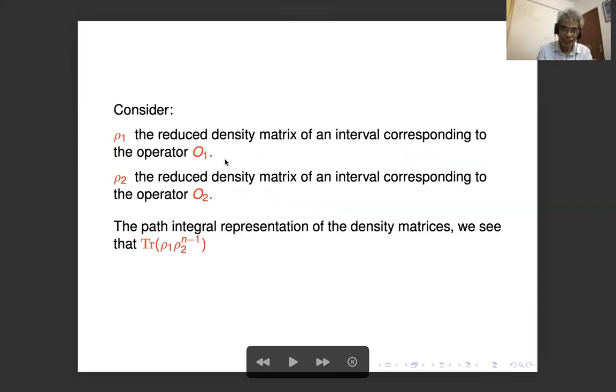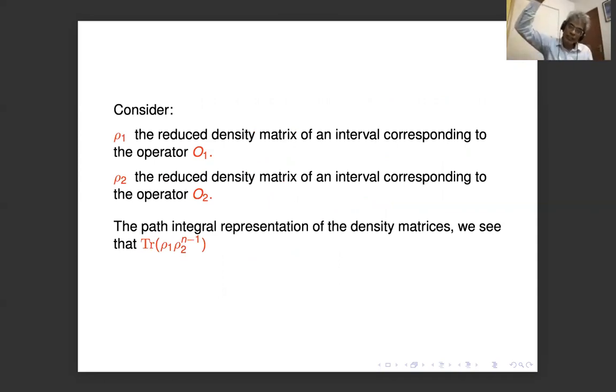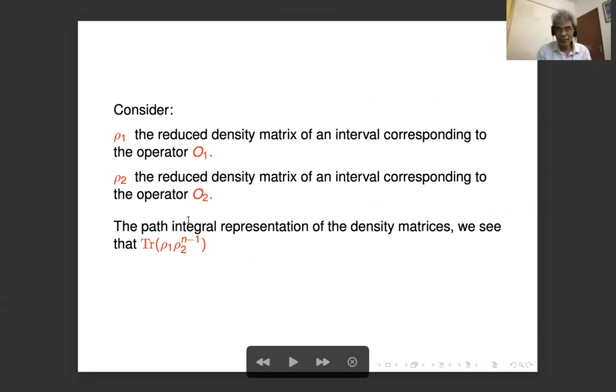So let us look at this canonical setup again. Rho 1 is the density matrix of an interval corresponding to the operator O1. So this is what I've been talking about all the time. We put operators on the cylinder, at the top and the bottom, and trace over everything except that little mouth. That's rho 1. Now you put another operator at the ends of the cylinder, and trace over the mouth, I mean, only a little one of the mouths is open. That's rho 2. And essentially, now I want this object: how to write this as a path integral or a correlation function eventually.